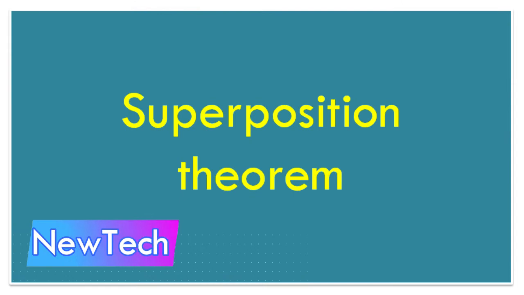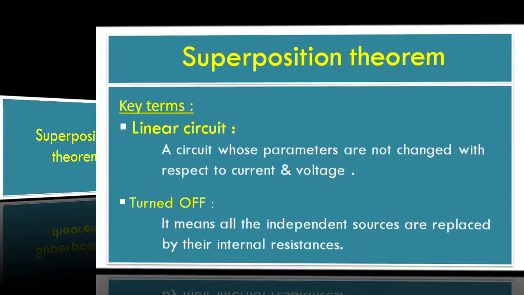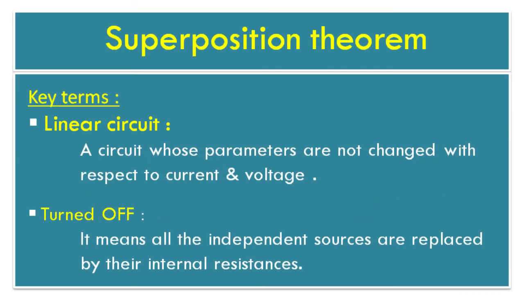In this video, we are going to study and solve an example on superposition theorem. Let's start. The superposition theorem is used in network or circuit theory. It is applied to the individual sources and then the results obtained by each source independently are added. This theorem is mostly applied to linear circuits.